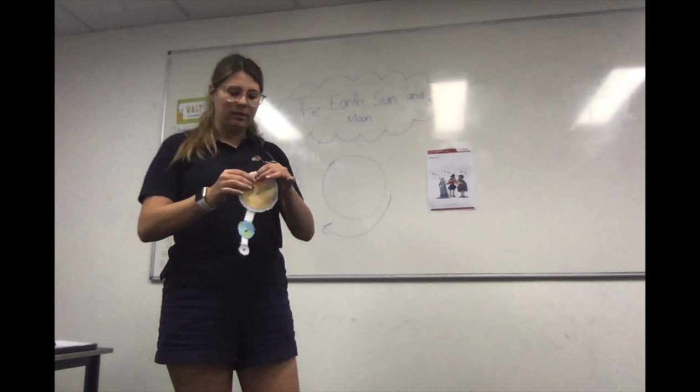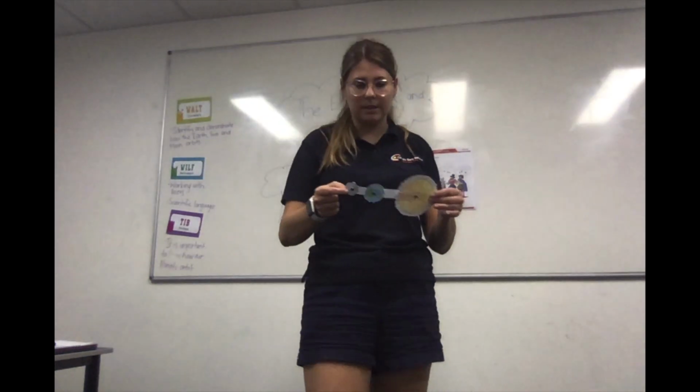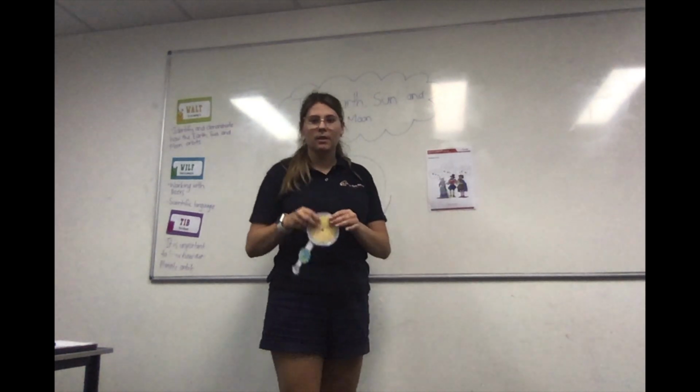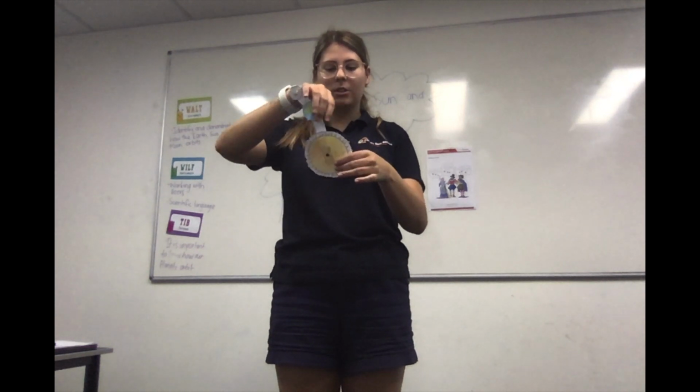We will be creating this model now. As you can see, it has the sun, earth and the moon. So in your groups you'll be creating this and role-playing using this and demonstrating using this the claims that you believe are correct. So as you can see, it can easily be moved around, so you can easily experiment, investigate which ones you believe are correct.